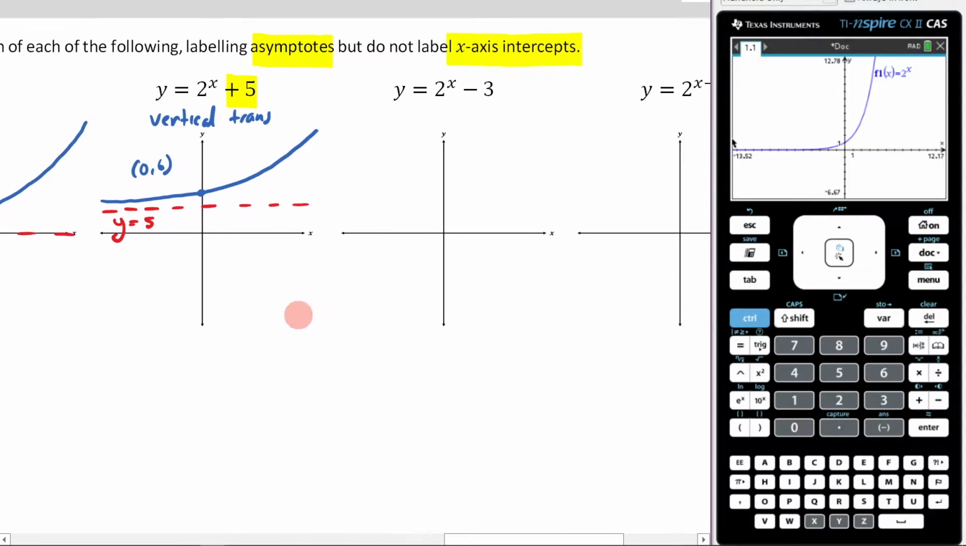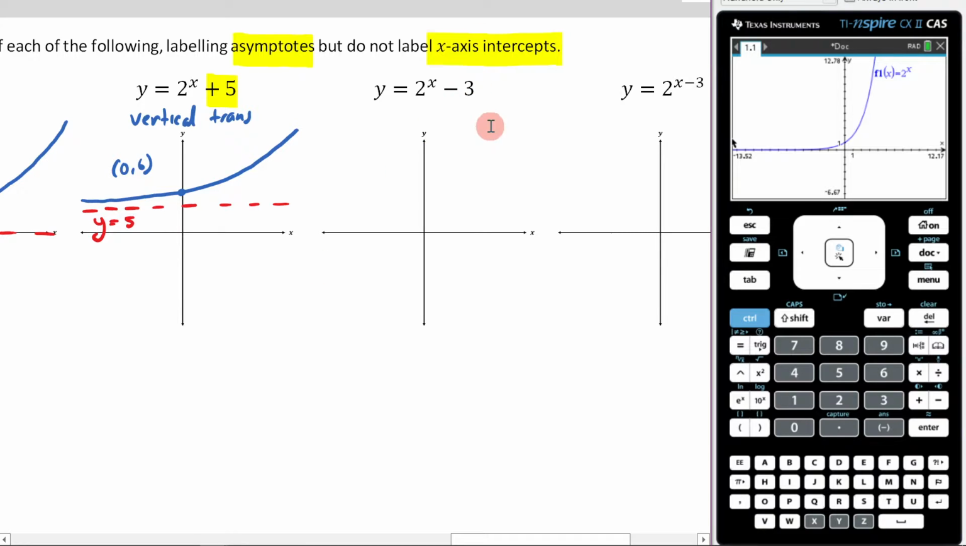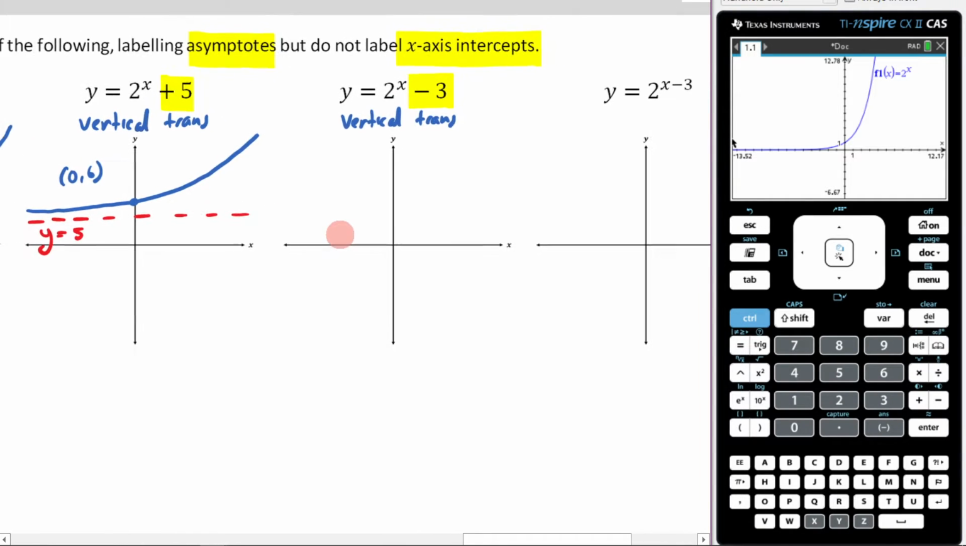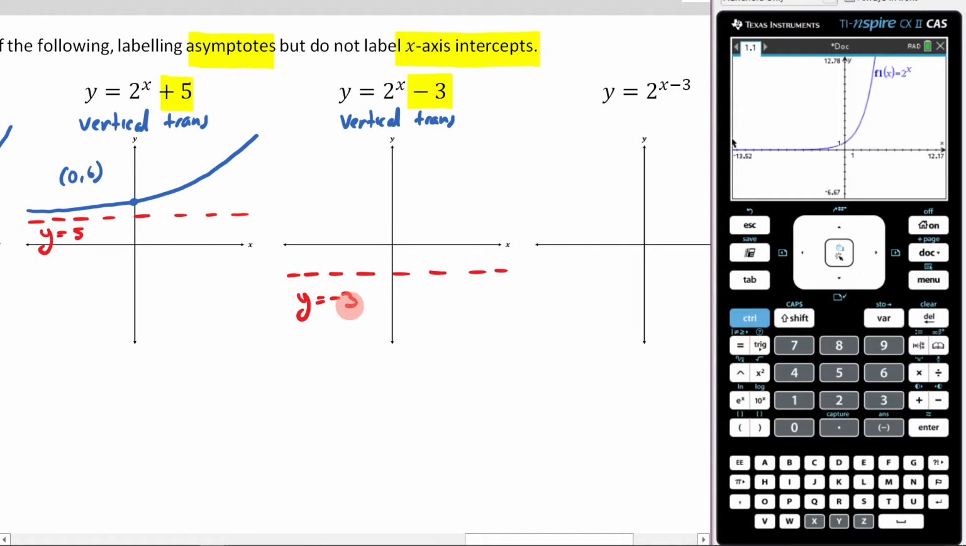Let's come to the next one here. This time we're subtracting 3 from it. And again, this is going to be a vertical translation, but now we're just going 3 down. So let me write vertical translation. But now we're going 3 down. So now as I come here, I'm not going to have an asymptote at y is equal to 0. I'm going to have one at y is equal to 3. Negative 3, rather. y is equal to negative 3, which means my graph is going to look like this, like that.